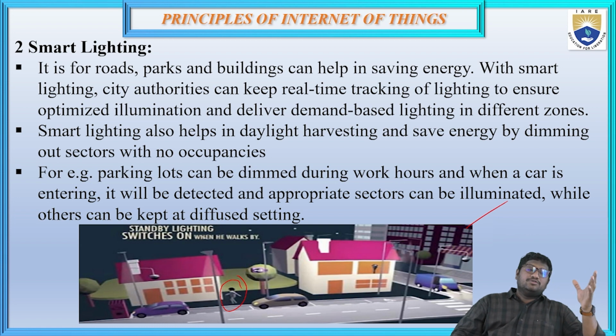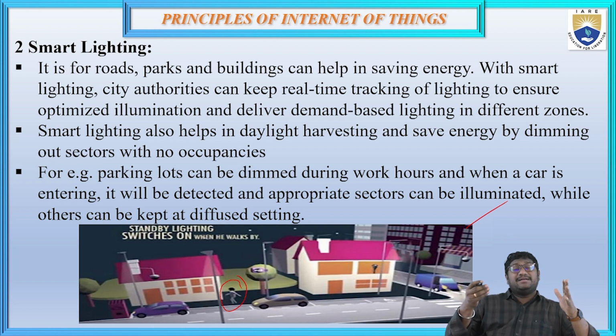But suppose in some zones, after some particular point of time, people are not going to come out on the roads. At that point, if the lights are switched on, it is a wastage of energy. So the lights have to detect that there is no movement of people, and automatically shut down. Whenever a human or a vehicle enters that road, the sensors automatically send an alert to the smart lights so that they start giving light. This is how we save the energy.